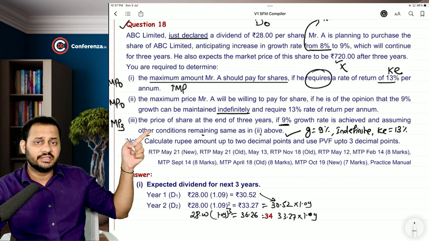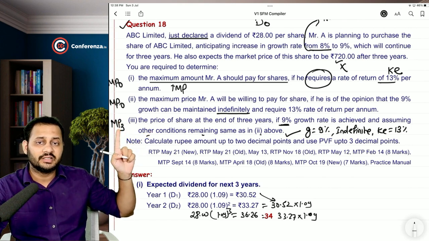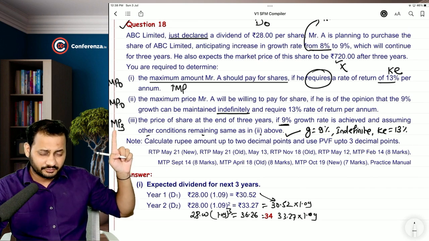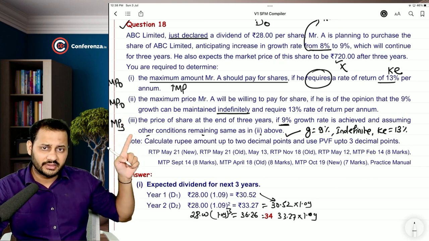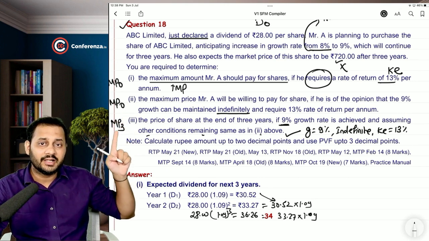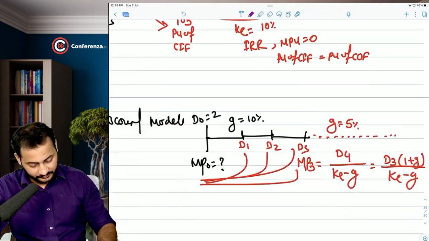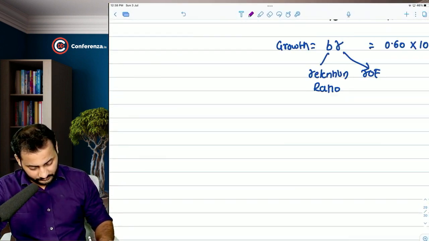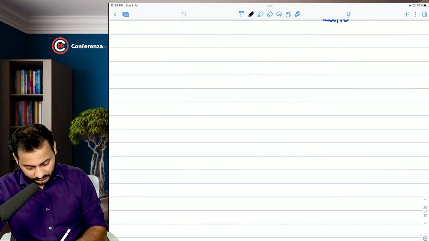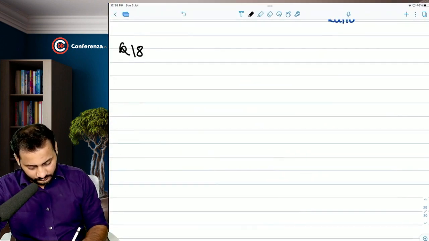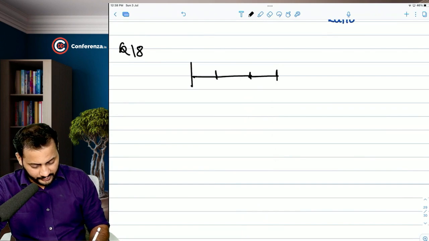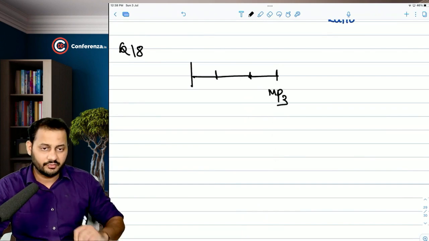With these things, you have to calculate the market price at the end of third year, not zero, third year. Because if they ask you to do it at 0 point, then there is no difference between the second and third part. The answer will be the same. They are asking you to calculate the price at the end of third year. One, two, three. So here we have to calculate.